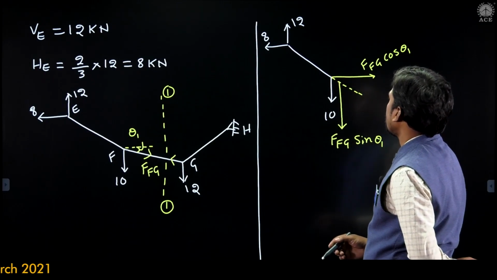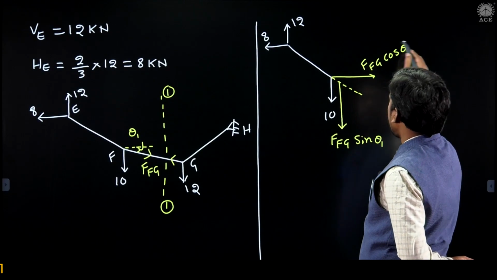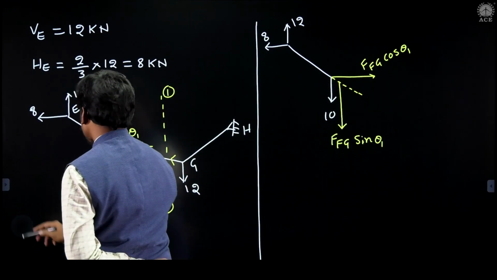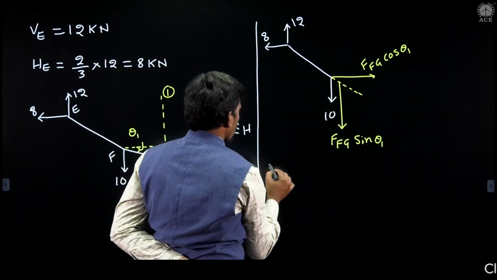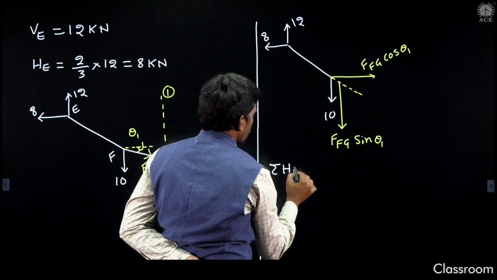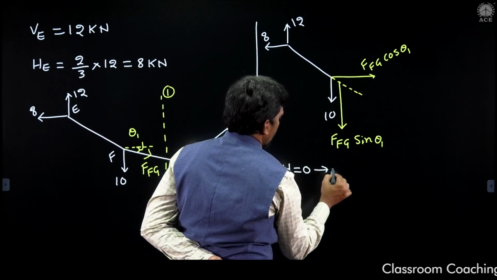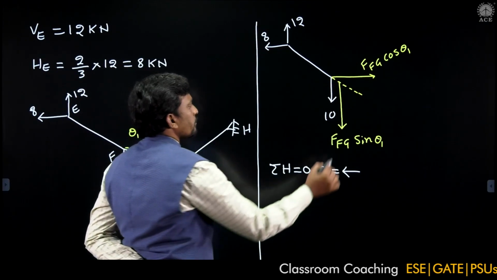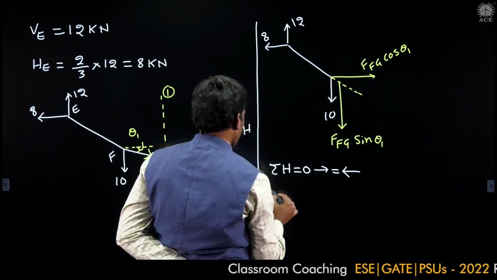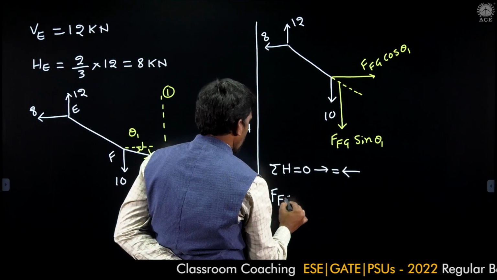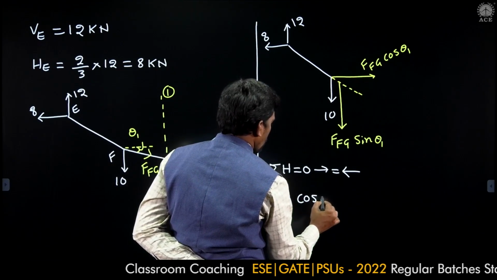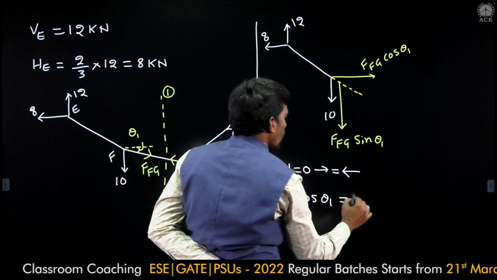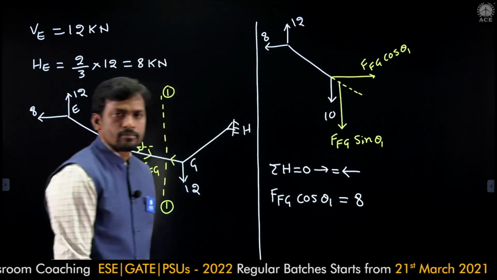Then what is this value? Balance it. Apply sigma H equals 0. That is, right moving forces equal left moving forces. In this diagram, this force is towards the right side. Force in member FG cos theta 1 is the right moving force. What are the left moving forces? Left moving force is 8.